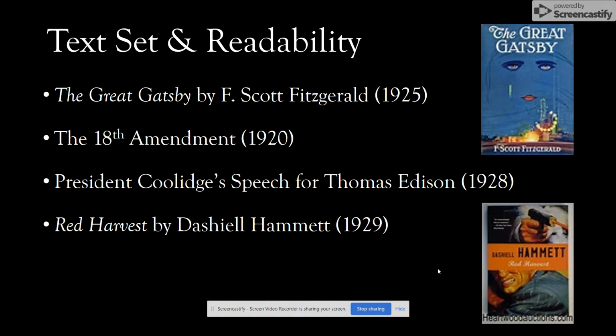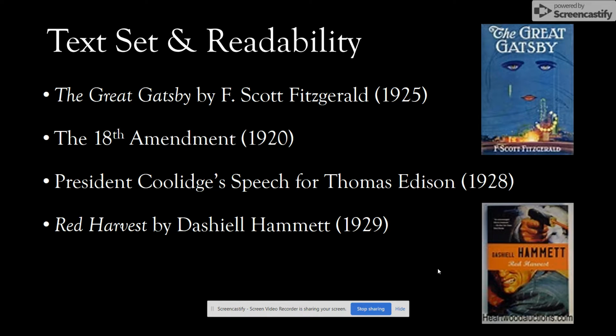For my text set and readability, I chose The Great Gatsby as my anchor text because this is what we're currently reading in my junior class. As far as readability, it is right on cue for themes. These guys get murder and adulterous affairs and parties all night and massive amounts of money. They get that. The vocabulary in here is above their reading level. We spend a lot of time trying to understand words through context, root words, just figuring out some of the language.